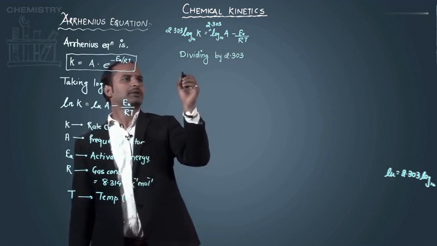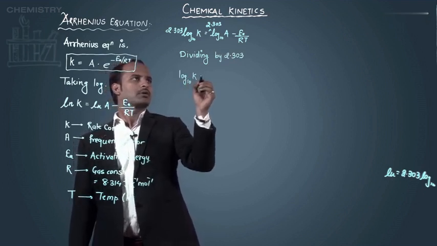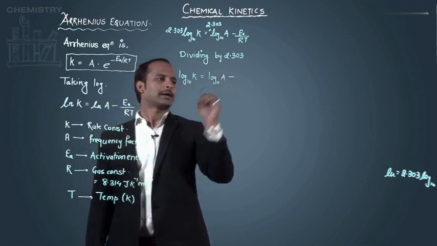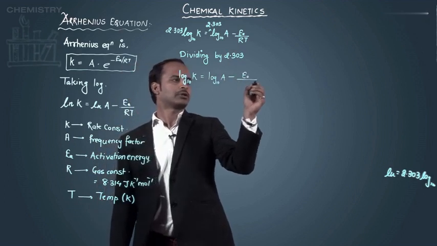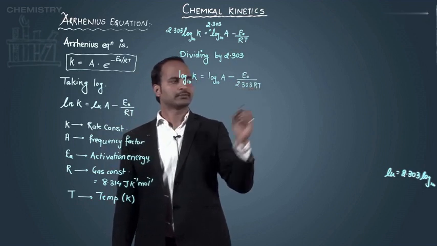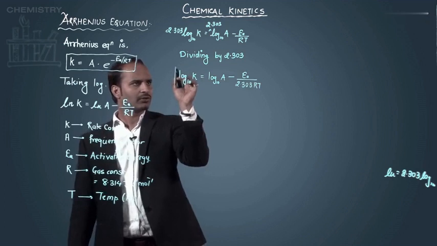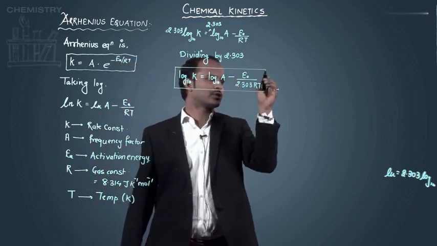So if I divide, I get log to the base 10 k is equal to log to the base 10 A minus Ea upon 2.303 RT. So we got another equation. This equation is generally used for solving numericals based on the Arrhenius equation.